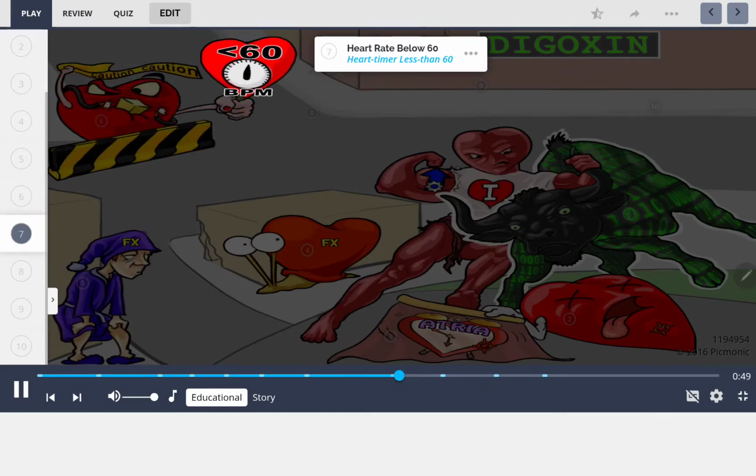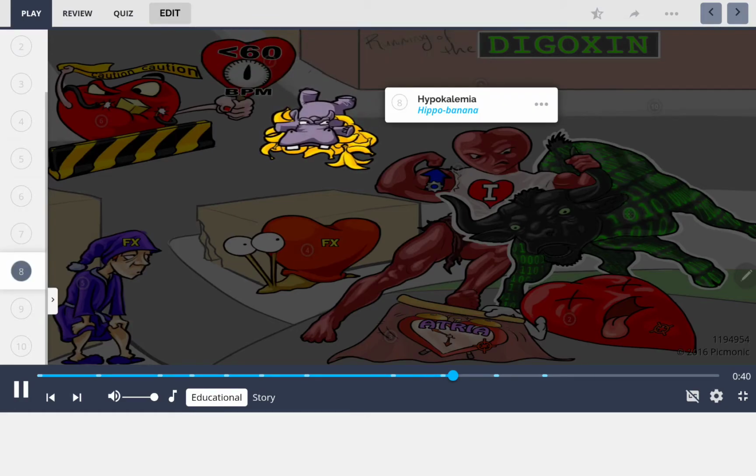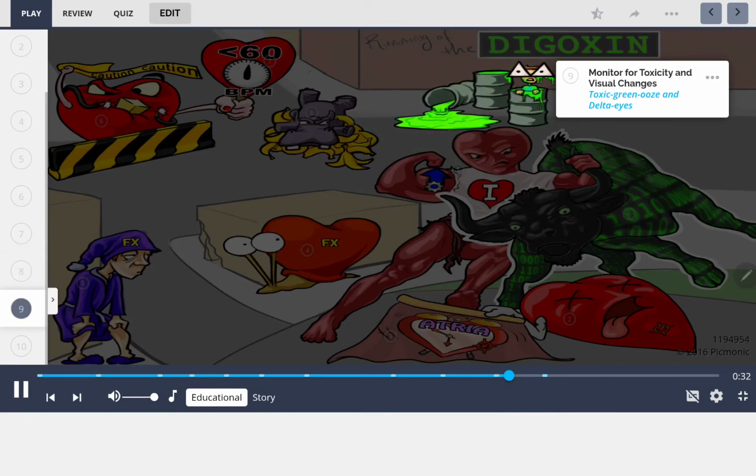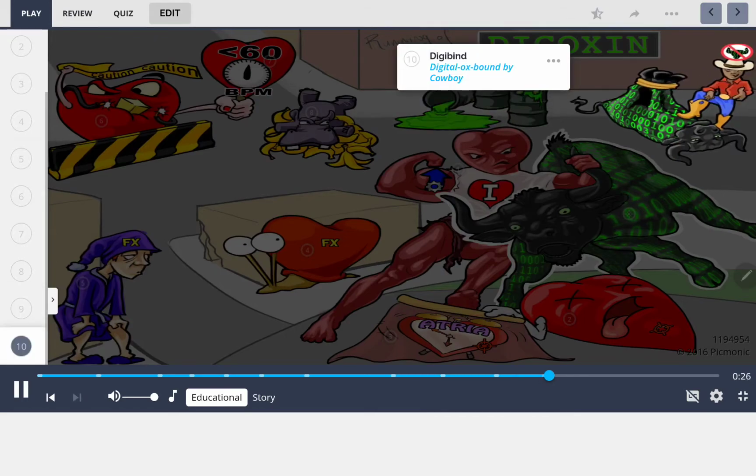It has a very narrow therapeutic index and causes various drug interactions. Make sure to check the patient's pulse and withhold the medication if the patient's heart rate is below 60, the heart timer less than 60. Never give this drug to patients who have hypokalemia, the hippo banana who was run over, as this may exacerbate side effects. Thus, you should monitor for toxicity, the toxic ooze knocked over by the ox, which includes yellow, green visual changes. Digibind, the digital ox bound by the cowboy, is the antidote for digoxin toxicity.